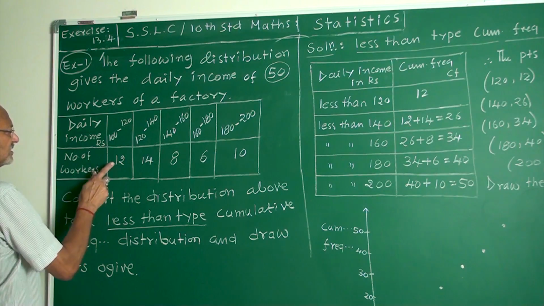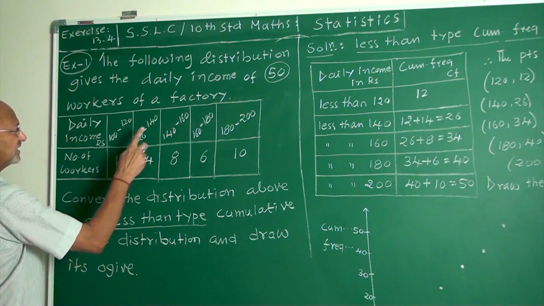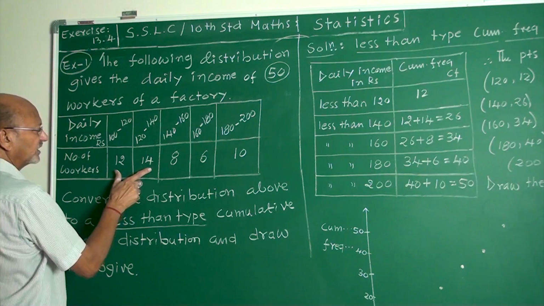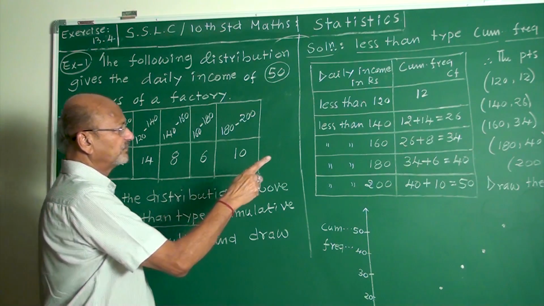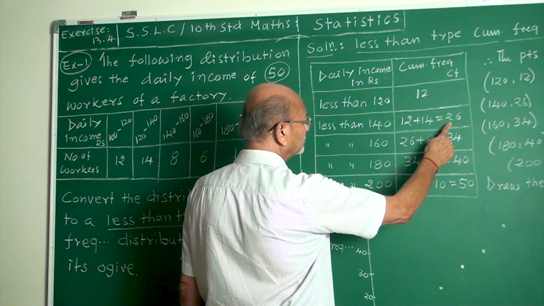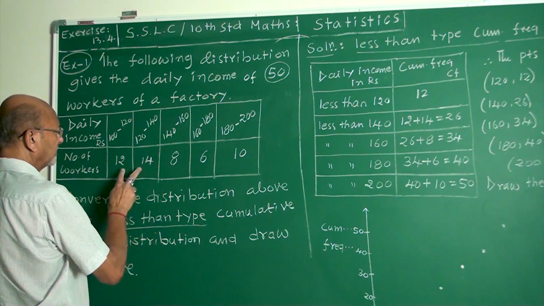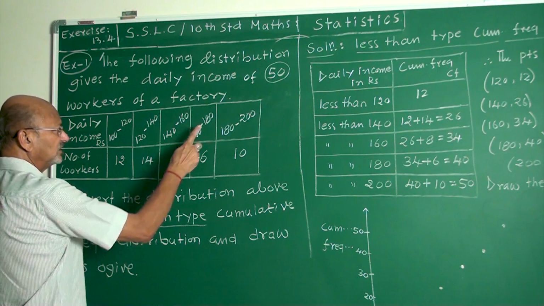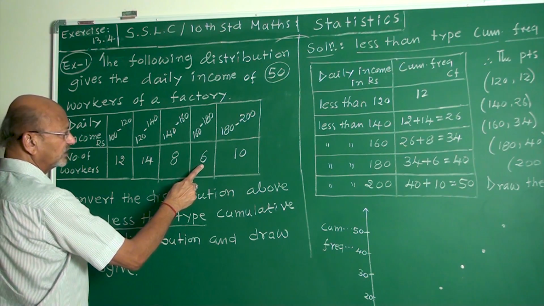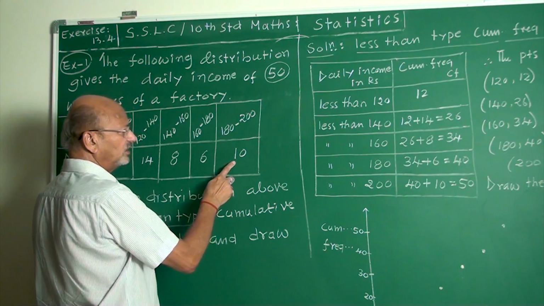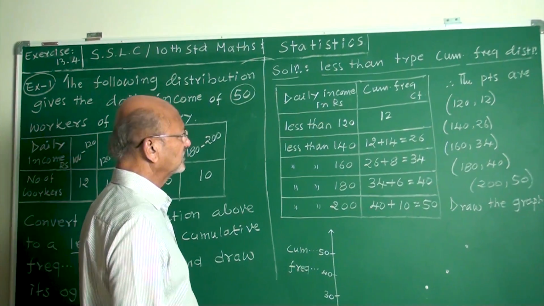Less than 120, your frequency is 12, that itself will be your cumulative frequency. Then less than 140, you get 12 plus 14, which is 26. Next, less than 160, you have to add all three: 26 plus 8 is 34. Less than 180, 34 plus 6 is 40. And less than 200 means 40 plus 10 is 50. This is your calculation table, my friends. Then what are the points?